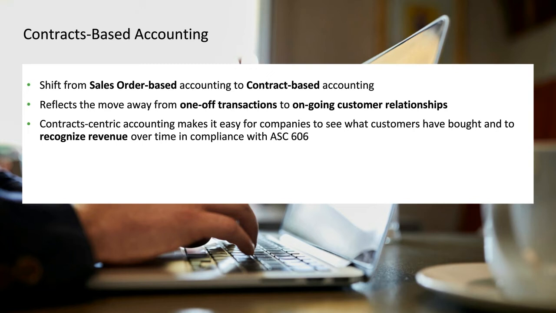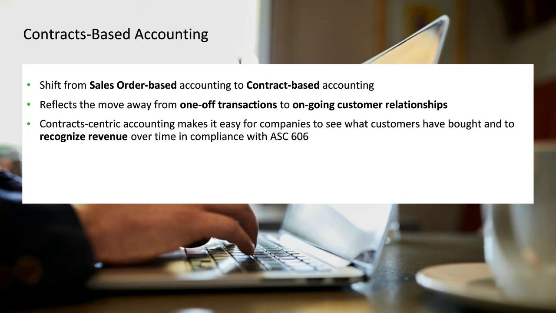That reflects the move from thinking about things just in terms of transactions to ongoing customer relationships, both in how you bill, but then also in how you support and how you bring them customer success and the value that they've got. And by being contract-centric in your accounting, it makes it easier for you to see what your customers have bought and to recognize that revenue over time, compliance with ASC 606, which in turn then gets you the proper valuation as you're going out and fundraising.